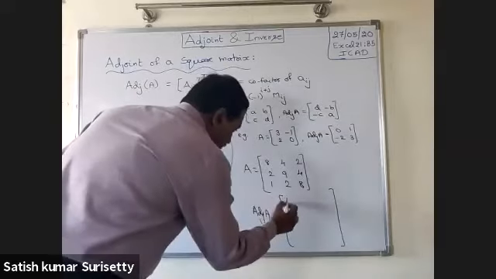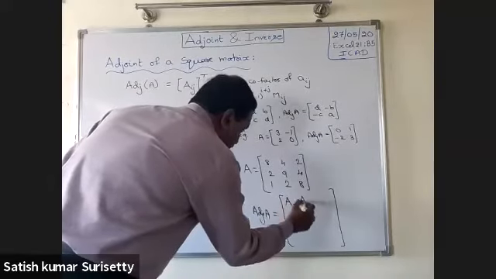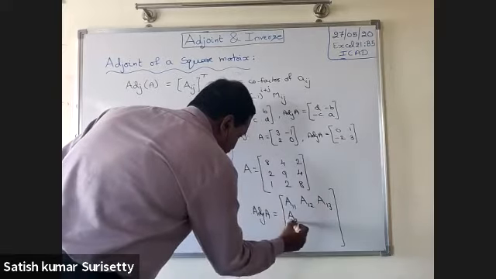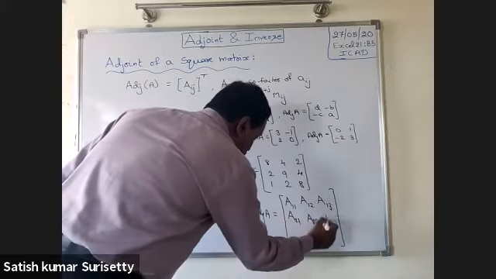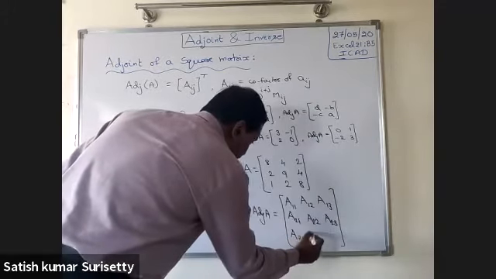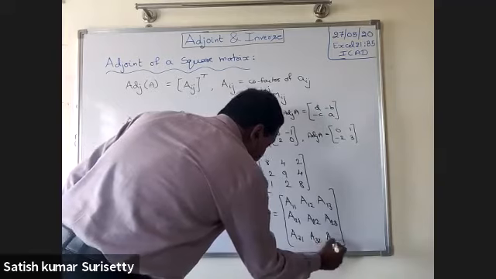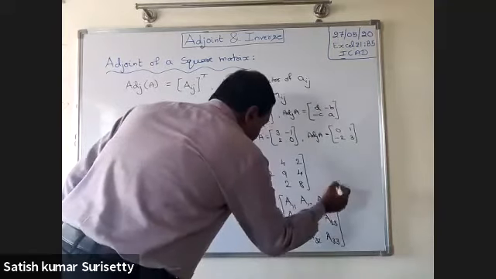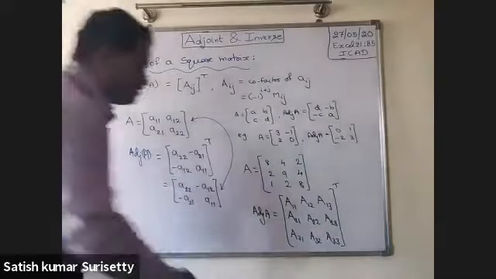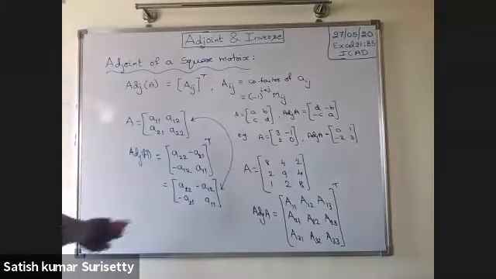Means capital A11, A12, A13, A21, A22, A23, A31, A32, A33, transpose. Calculate for each element separately. After that, you put it in the matrix.